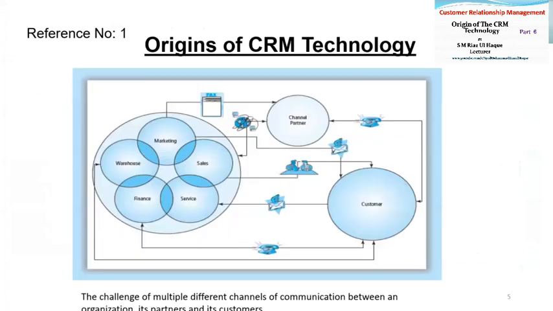The origin of the CRM technology. If you see this structure, this diagram, you will see different kinds of shapes here. Let me elaborate on these. These big circles show the organization, and they have different departments like marketing, sales, service, finance, and warehouses. And here is the customer, and these are all the channel partners of the organization.